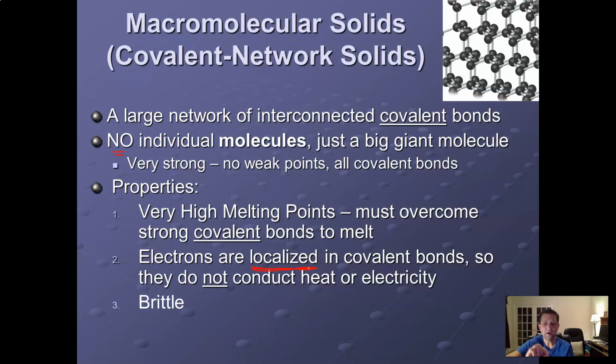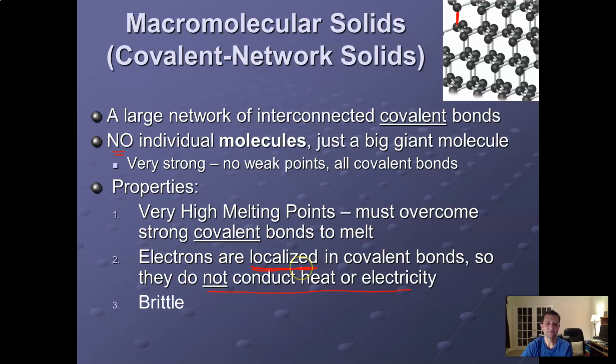So if you have a single bond, you're going to have electrons that are between those two atoms. If you just pick one of the bonds up here, like this bond right here where the mouse is, those two electrons are localized in this region, okay? It's not like they're delocalized and can bounce to other atoms. It's not like that in covalent network solids, which leads to this property here of them not conducting heat or electricity very well.